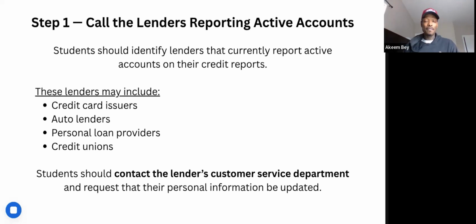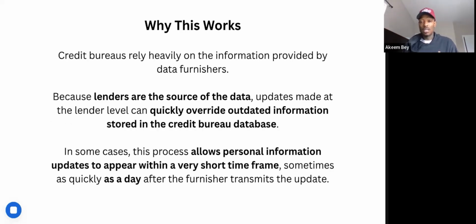But you want to identify those lenders on your credit report that are currently reporting active accounts. And these could be credit card issuers, auto lenders, personal loan providers, credit unions. And you just want to contact that lender's customer service department and request that that personal information be updated. We provide you with the actual script to do so, typically because anything that's incorrect could lead to fraud, right?